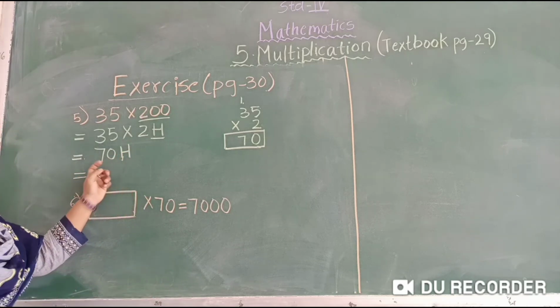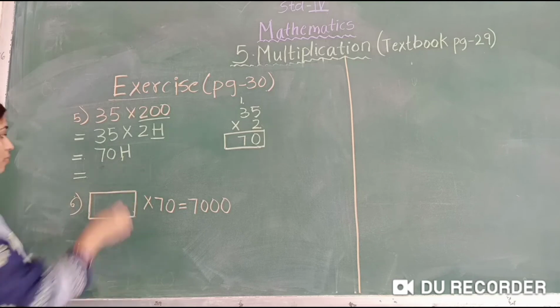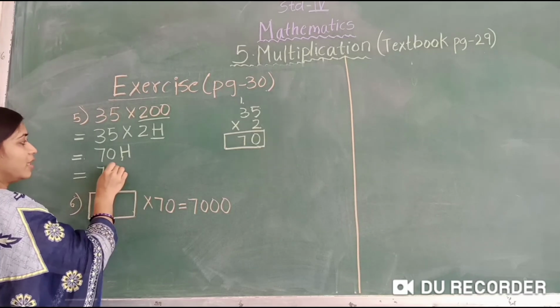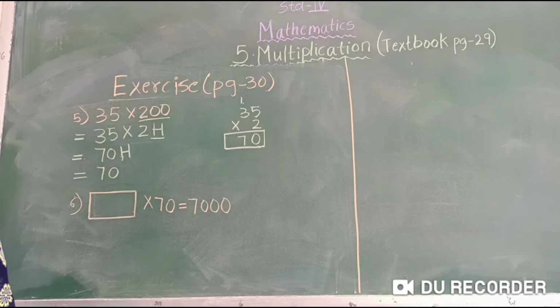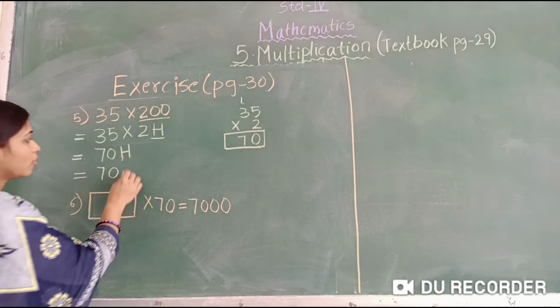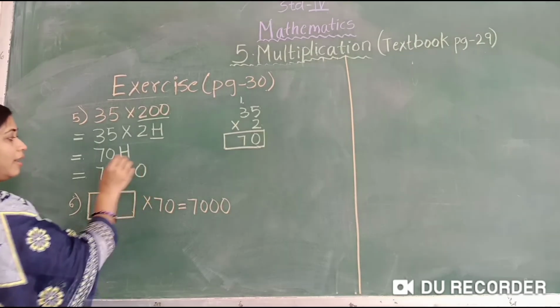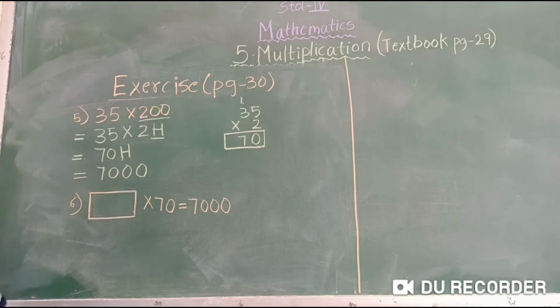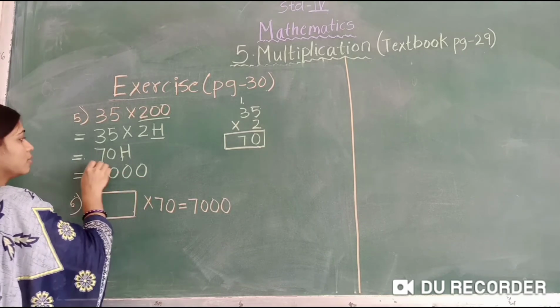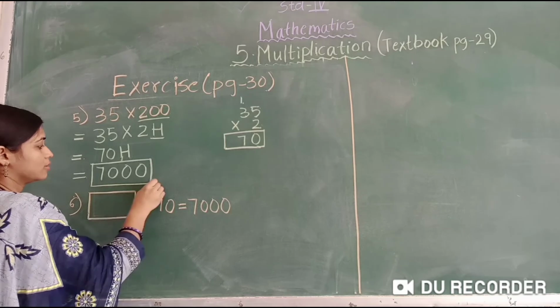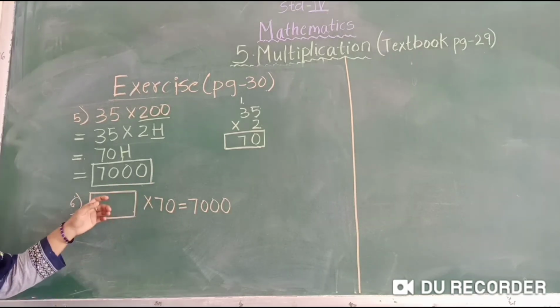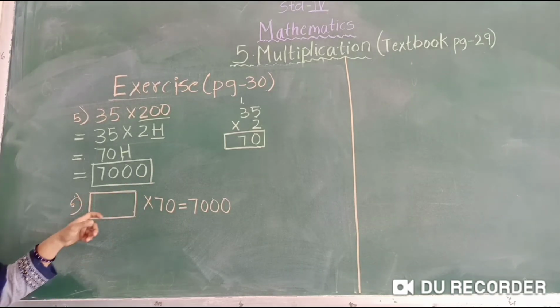In the next step what will we do? 70h. Therefore 70, and in 100 how many zeros are there? 2 zeros. Therefore 2 zeros we will add next to the product. Therefore our answer is 7000.